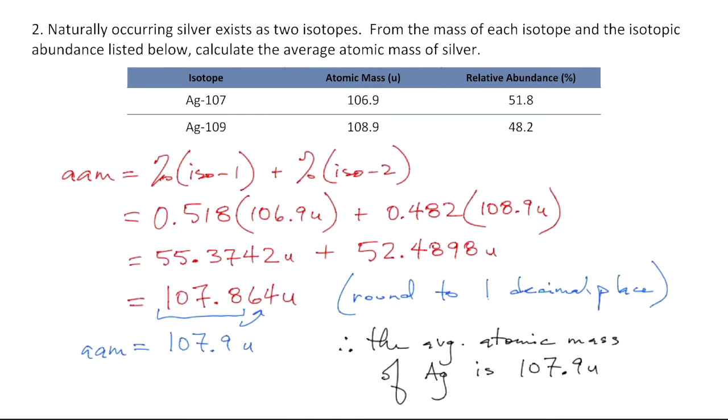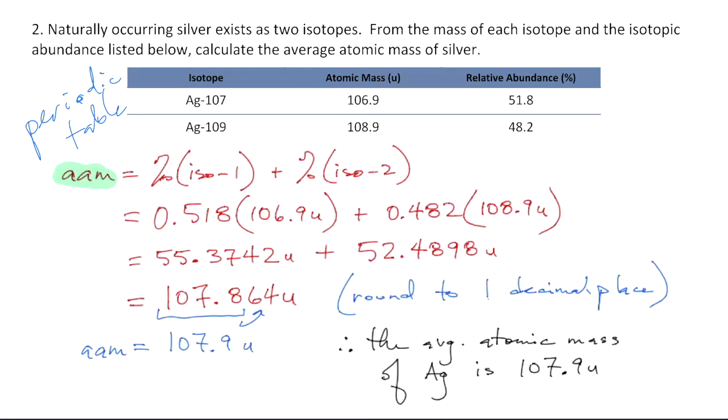Sample problem number 2: naturally occurring silver exists as 2 isotopes. From the mass of each isotope and the isotopic abundance listed below, calculate the average atomic mass of silver. Again, we are being asked to find the average atomic mass, the AAM. Understand that this value can be found from the periodic table if you've got a good periodic table. But what we're trying to do with these problems is prove that the periodic table is in fact correctly written. Anyhow, we start off with our blank equation and we start substituting.